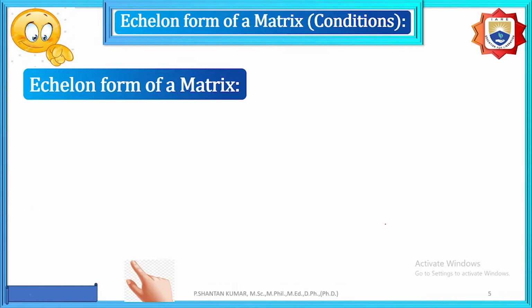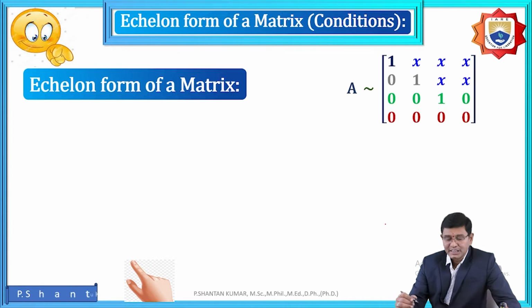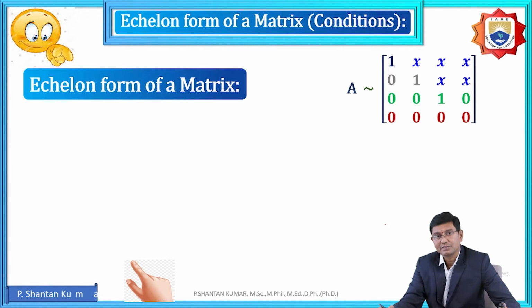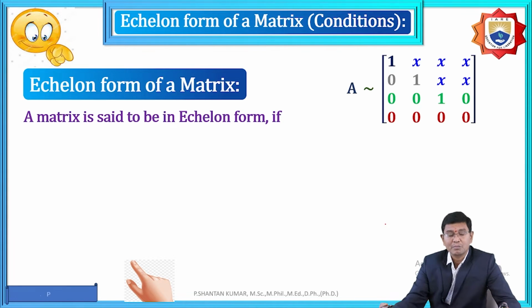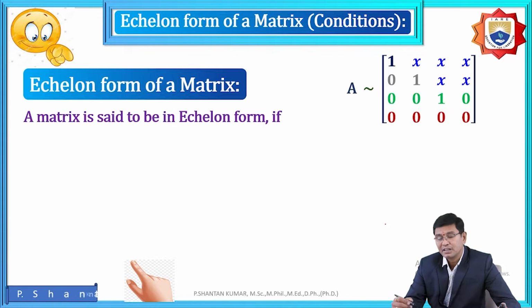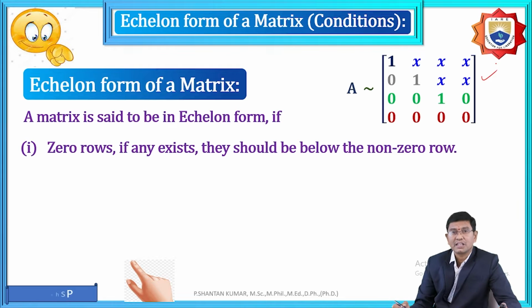For example, the Echelon form. What are the conditions required for Echelon form? That we need to understand properly. Here, this is a matrix, and this matrix is in Echelon form. Based upon this standard form, how do we define the Echelon form? A matrix is said to be in Echelon form if it satisfies some conditions, as in the matrix on the right side. And what are the conditions?